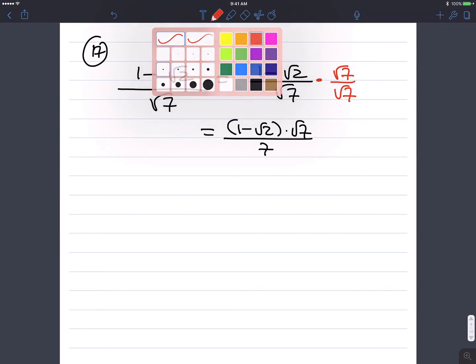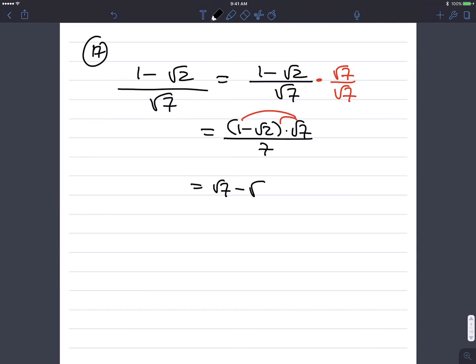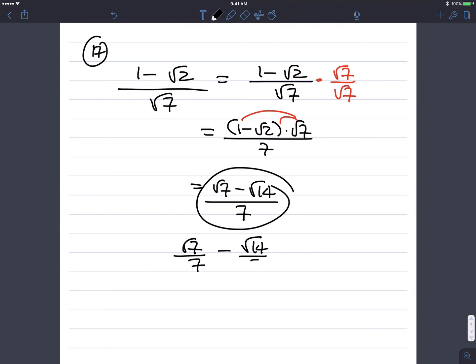Now, by the distributive property, we're going to distribute. We end up with the square root of 7 minus the square root of 14 over our 7. So we can write our answer this way, or we can actually distribute the division by 7. That is, write the 7 under both terms. And this is also often used as an answer. So either would be fine. Number 19.